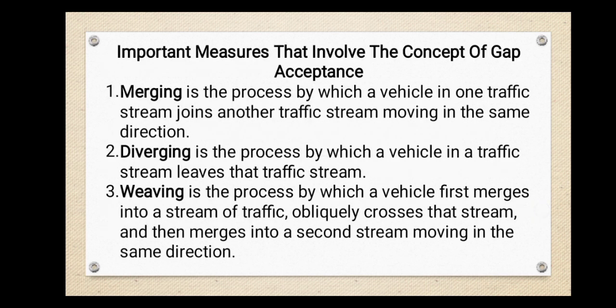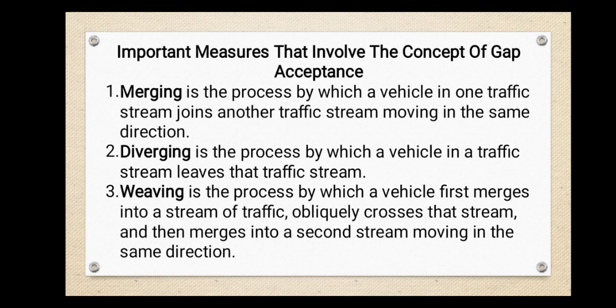The following are the important measures that involve the concept of gap acceptance. First is merging. It is the process by which a vehicle in one traffic stream joins another traffic stream moving in the same direction, such as a ramp vehicle joining a freeway stream. Next is diverging. It is the process by which a vehicle in a traffic stream leaves that traffic stream, such as a vehicle leaving the outside lane of an expressway.